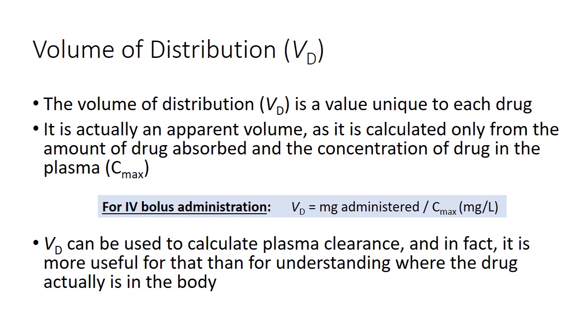So you give a lot of drug, or a certain amount of drug, and then you say, well, why is the plasma concentration so low? And if you do the VD calculation, you might get a number that's astronomically high. And we're going to talk about why that's the case and why that's not a real volume, it's just an apparent volume. So before I do that, I just want to mention that the VD is useful for calculating plasma clearance, which we'll get into in a later lecture. And it's actually a lot more useful for that than for understanding where the drug is in the body. It never tells you where the drug is in the body just by measuring that.